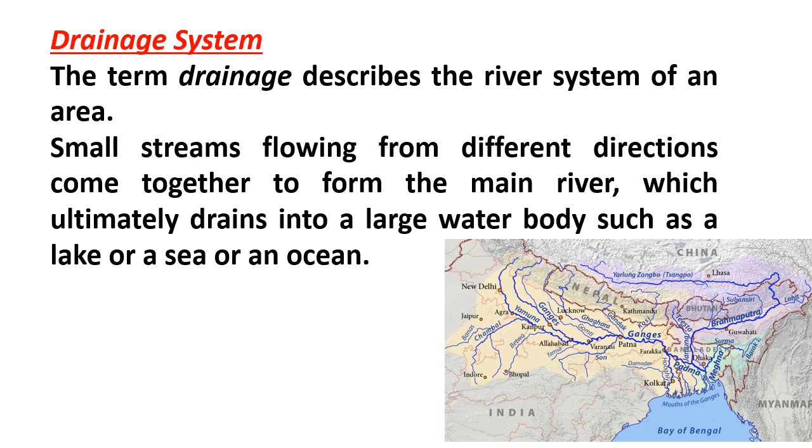Drainage system. The term drainage describes the river system of an area. Small streams flowing from different directions come together to form the main river, which ultimately drains into a large water body such as a lake, a sea, or an ocean.